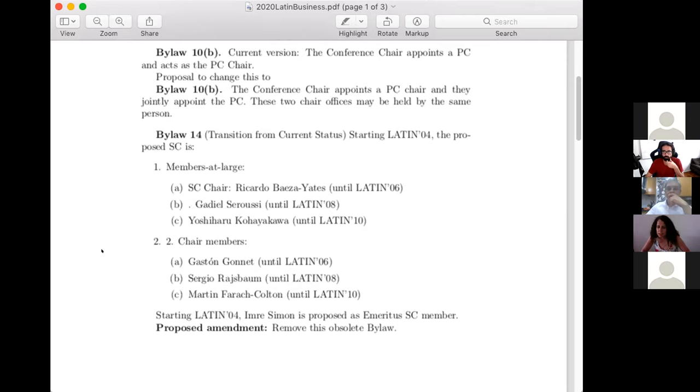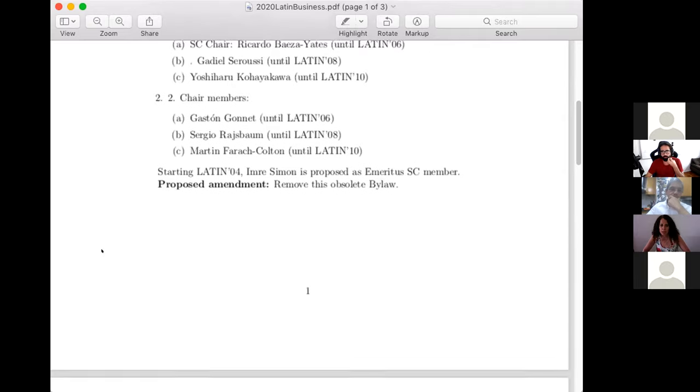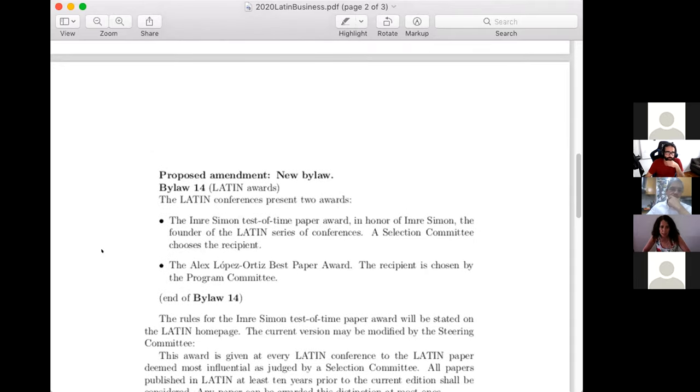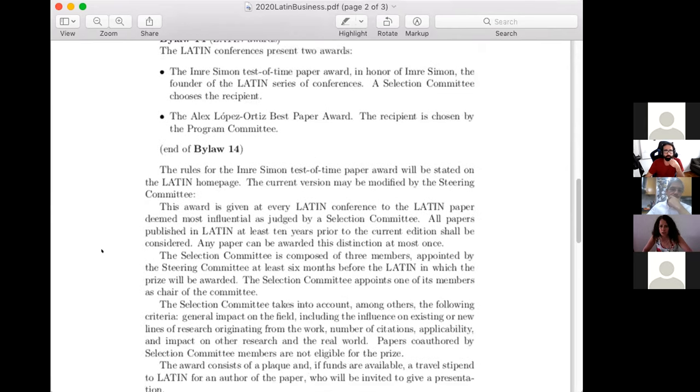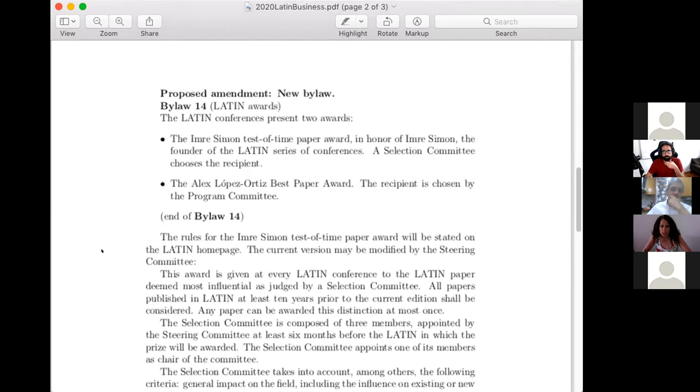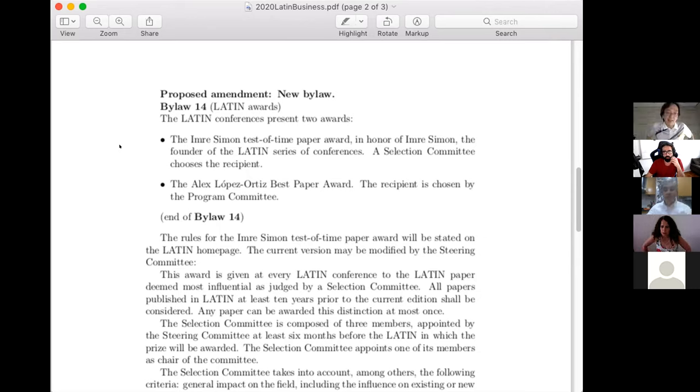If nobody has any questions on this, we'll move on to the next one, which is adding another bylaw that refers to the two prizes. The major change here is that we are committing ourselves to have the best paper award in every edition of Latin, right, Yoshi? Yes, I think that would be a major change. We are committing ourselves to have this award in every edition of Latin from now on, in the same way that we did with the Emery Simon Award.